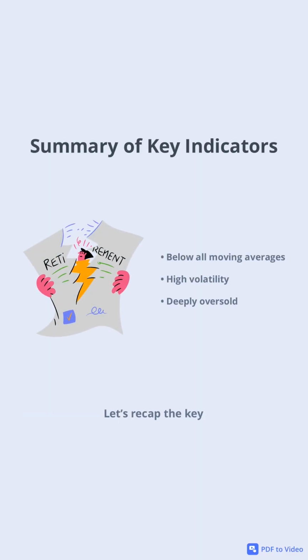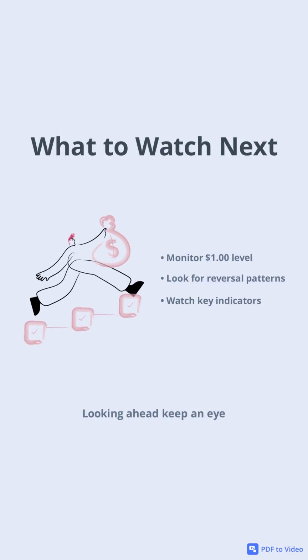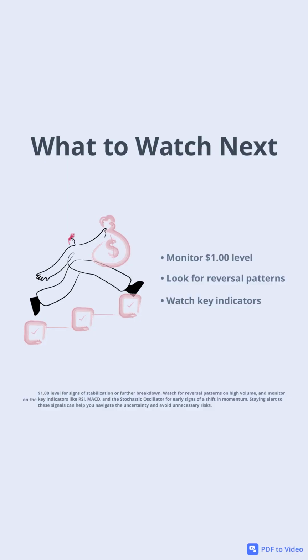Let's recap the key technical indicators for DVLT. The price is below all major moving averages, the RSI is near oversold, the MACD is negative, volume has surged, and volatility is high. The stochastic oscillator is deeply oversold, and both support and resistance levels are clearly defined. Together, these indicators paint a picture of a stock under heavy pressure, with only faint glimmers of hope for a short-term bounce. Looking ahead, keep an eye on the $1 level for signs of stabilization or further breakdown.